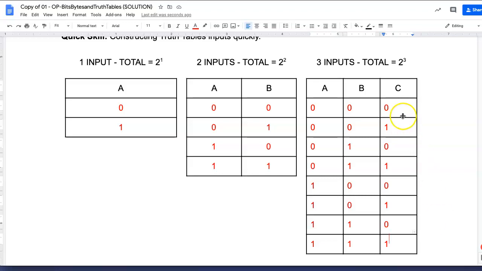It turns out when you actually go through the conversion of this, if you think of these as binary numbers, this is 0, 1, 2, 3, 4, 5, 6, 7. So it actually will write out your numbers sequentially, which is really nice as well.